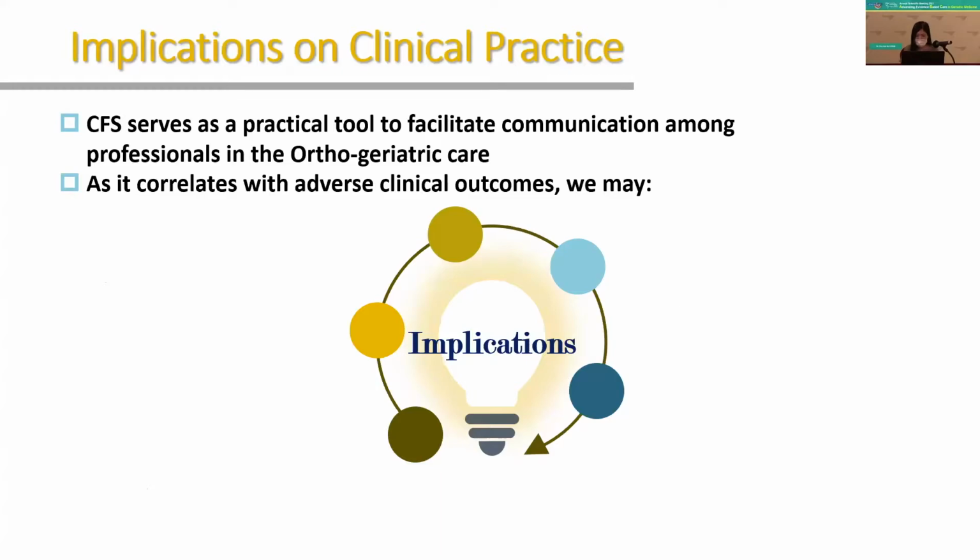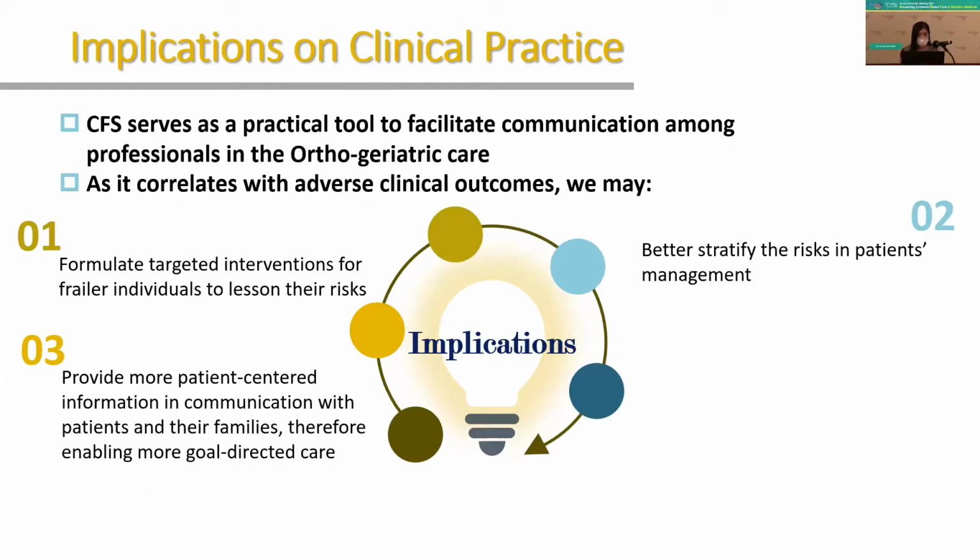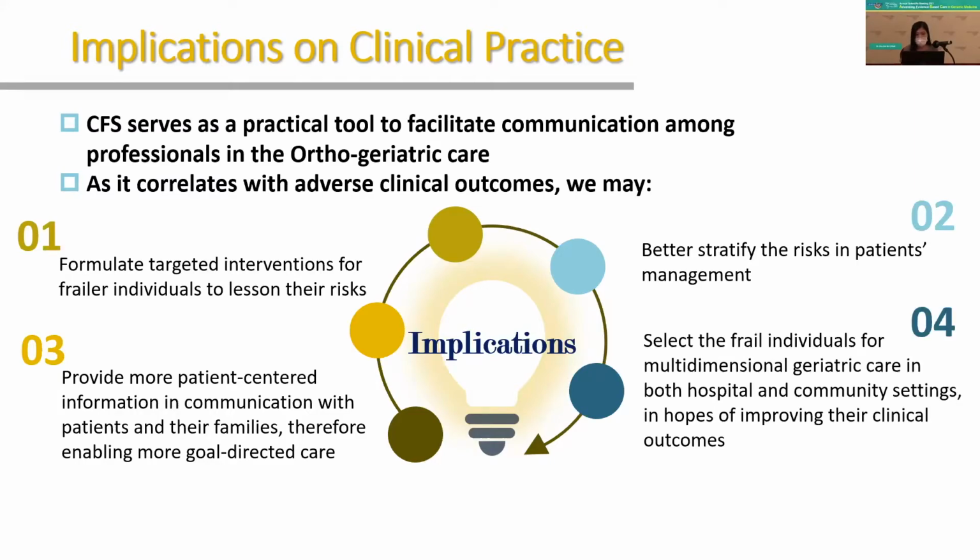So what can we learn from this study? From our experience, clinical frailty scale serves as a practical tool to facilitate communication among professionals in the orthogeriatric care, as it correlates with adverse clinical outcomes. It helps us formally target interventions for frailer individuals to lessen their risks, better stratify the risks in patients' management, provide more patient-centered information in communication with patients and their families, and therefore enable more goal-directed care, and select the frail individuals for multidimensional geriatric care in both hospital and community settings in hopes of improving their clinical outcomes.